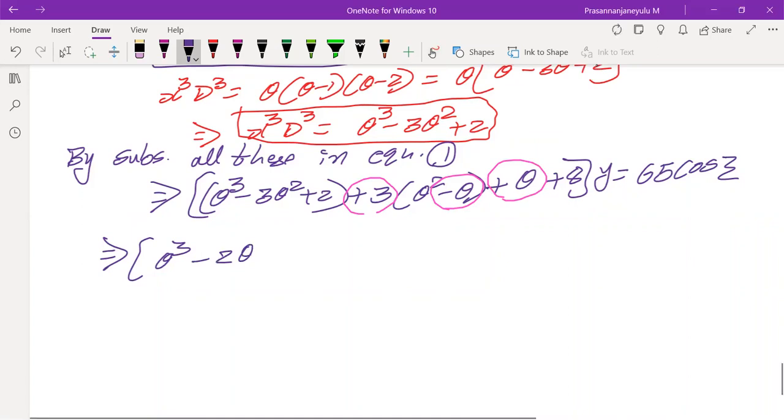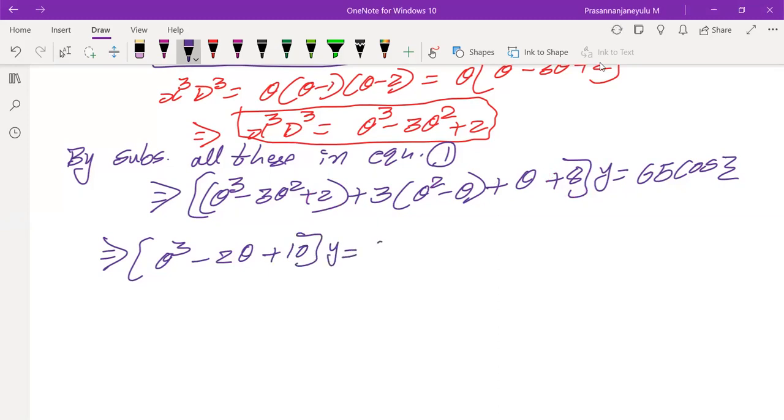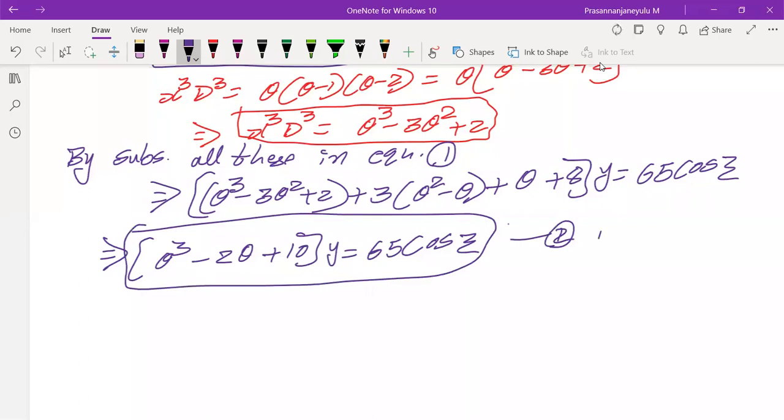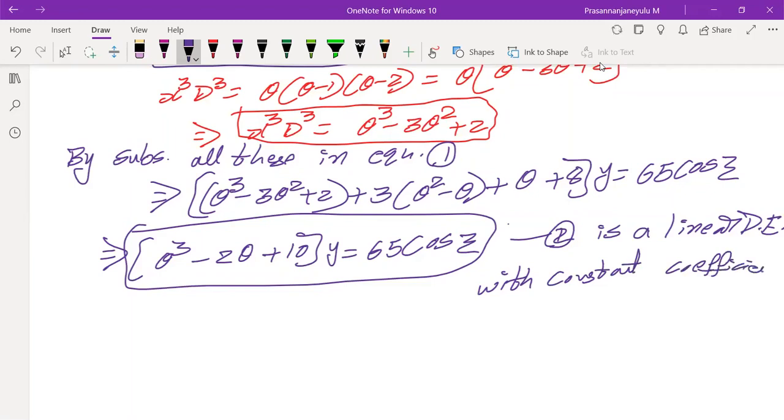Next term. Theta cube terms completed, theta square terms completed, theta terms completed. What are the remaining constant terms? 2 is constant, 8 is constant. Plus 2 plus 8 becomes 10. So plus 10 of y equals 65 cos z. Taking this as equation number 2. Now equation number 2 is a linear DE with constant coefficients, but our equation 1 is with variable coefficients. That is, it is in the form of f of theta of y equals q of z form.